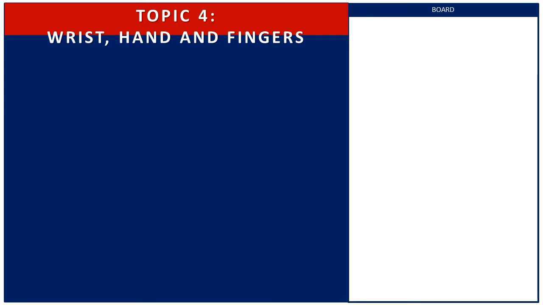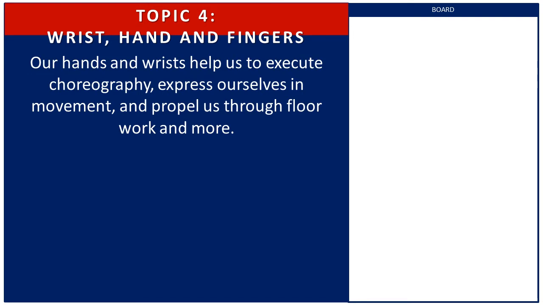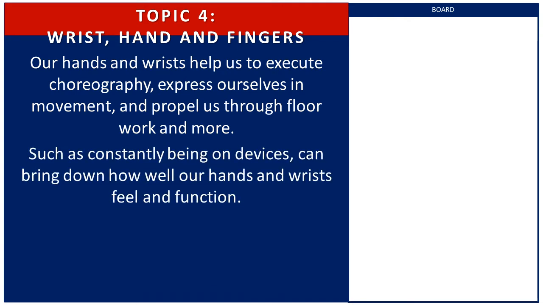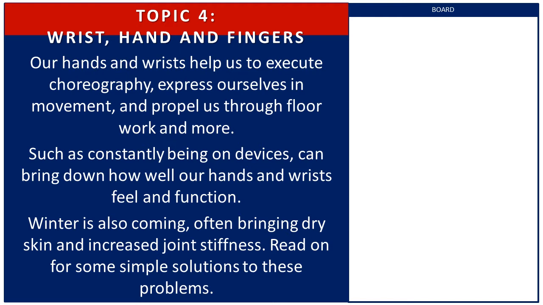Topic 4 is about the wrist, hand, and fingers. As dancers, our hands and wrists help us to execute choreography, express ourselves in movement, and propel us through floor work and more. Yet the challenges and habits of modern life, such as constantly being on devices, can bring down how well our hands and wrists feel and function. Winter is also coming, often bringing dry skin and increased joint stiffness. Read on for some simple solutions to these problems.